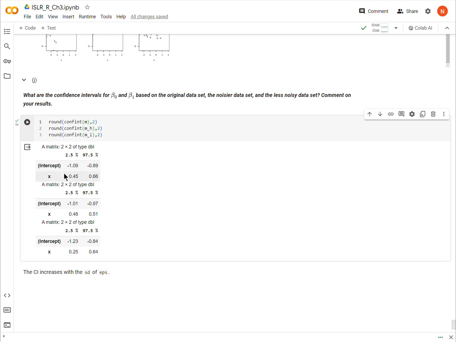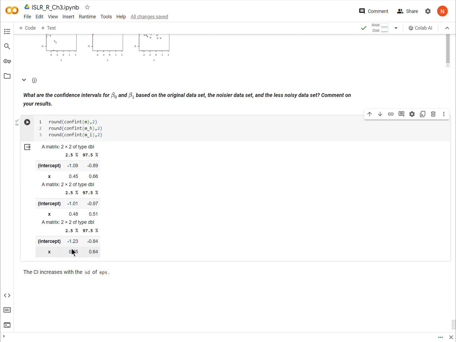But we should see that as the epsilon term gets more variable, the confidence intervals get more variable, of course. So here we have the middle of the pack. This is the first model we ran where standard deviation was 0.5 on the epsilon term. Okay, so we can look at those. And then the second model is where we tightened it up. And notice that this interval from 0.48 to 0.51 is less than this interval.